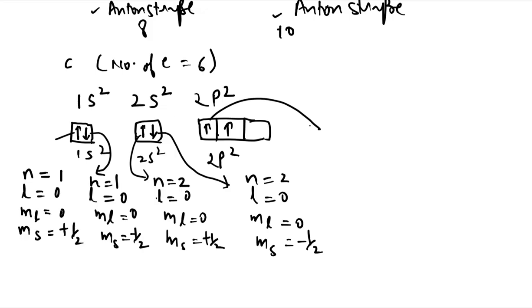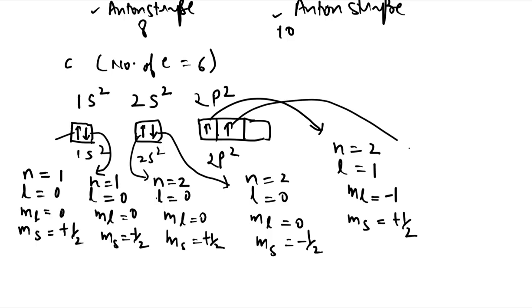Now you can also write for this one as well, 2p1. So this would be n is 2, l for the p orbital is 1, and ml for 2p can have a value of -1, 0, and +1. In this case, it has a -1 value. And ms, as you can see, is up spin, so it will have plus half. What about this one?